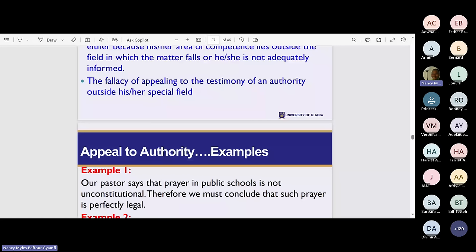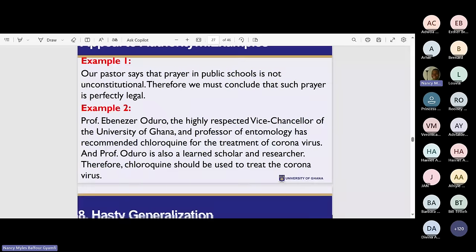So here, example two: Professor Ebenezer Odro, the former vice chancellor before our current Prof. Amfu took over. He was a vice chancellor then, and a professor of entomology, the study of insects. That's where his expertise is. If you tell us that we should treat coronavirus with chloroquine, and we ask what your reason is, and I say, even the professor said so, Professor Odro.